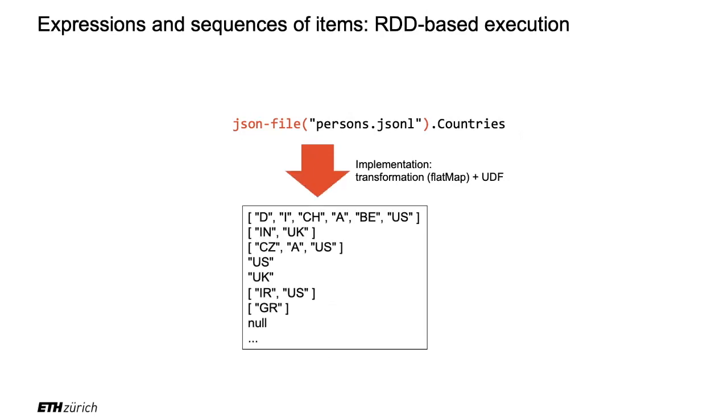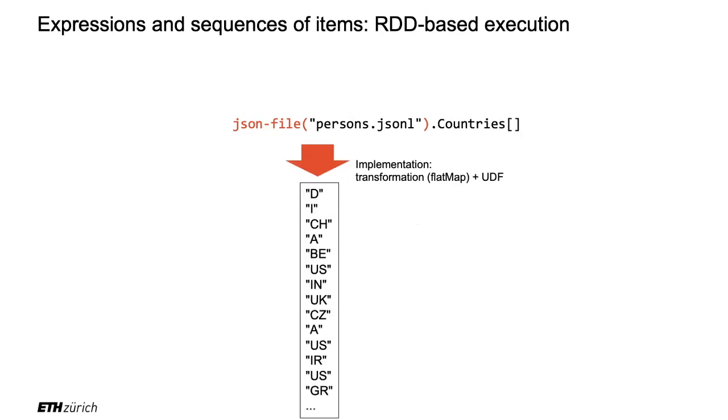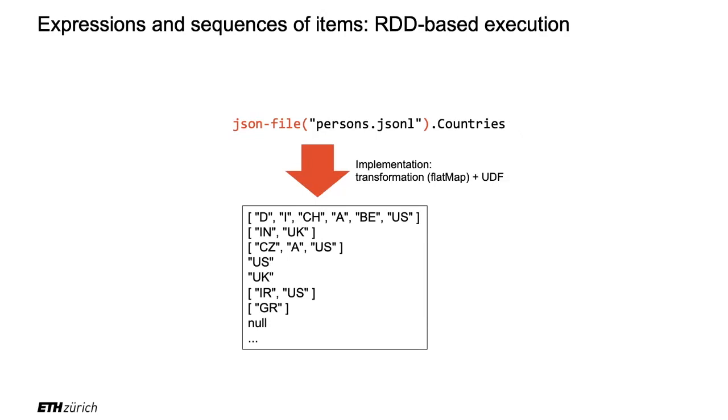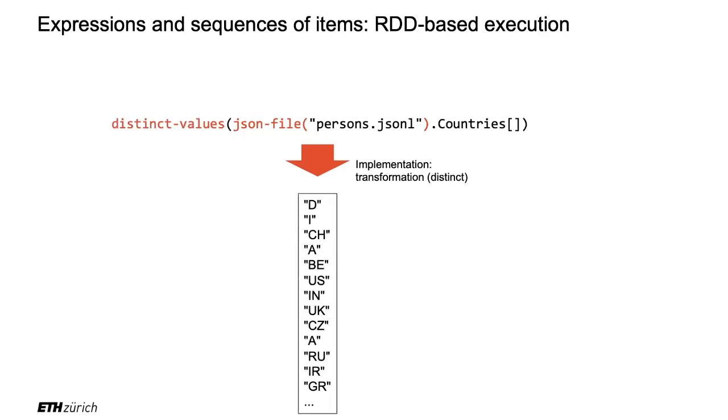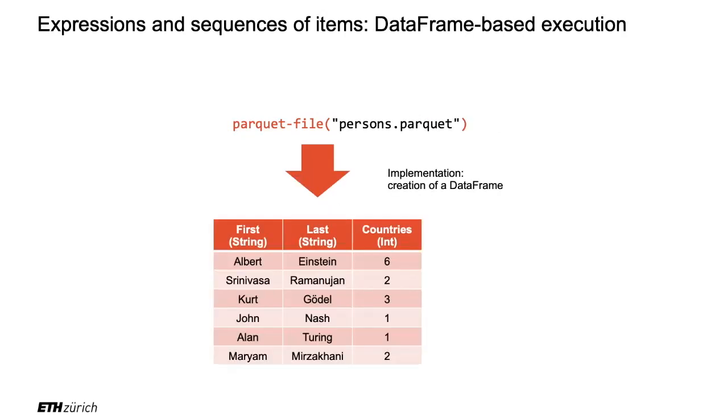So now I do my array unboxing. That's again a flat map. And inside the UDF, I have all the Java code to extract the content of an array. Here, it's probably more obvious that it's a flat map, right? Because you see clearly there are several items in every array. Then distinct values would also be done as a transformation in Spark with the distinct transformation, you see. So this is how it all works.